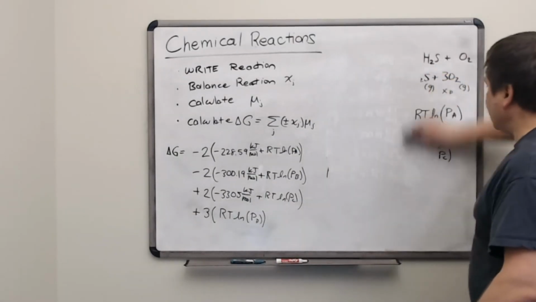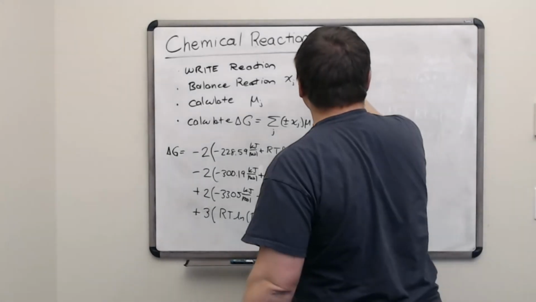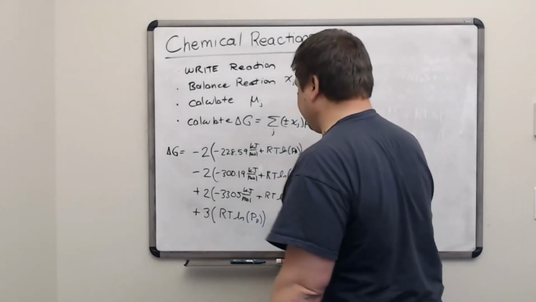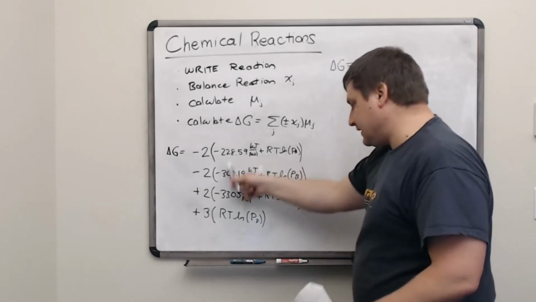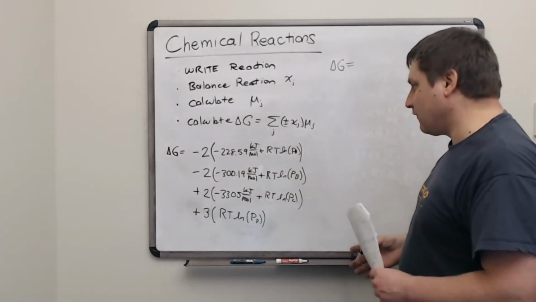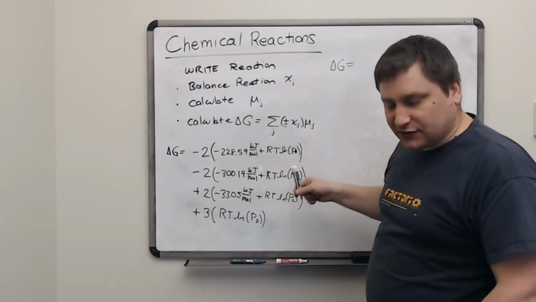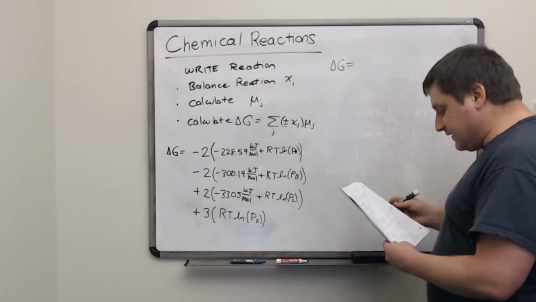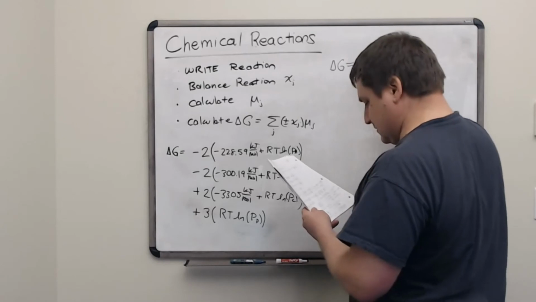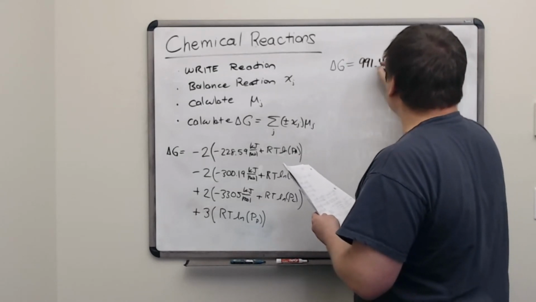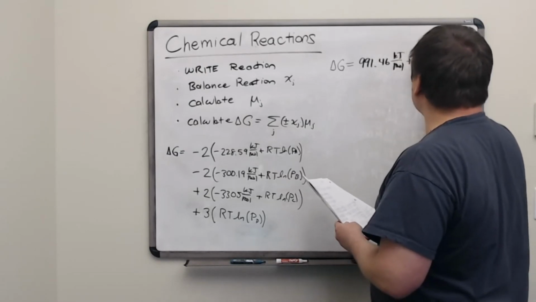And after we write that all together, there's a standard way of simplifying this. Notice that we get a lot of quantities that are just constants, right? The minus 2 times the minus 228, all these things in front, those all just amount to some overall constant. And then we have a bunch of things that are multiplied by RT and have a logarithm. So we can group these up in a certain way. If I do this, I'll get 991.46 for all the constant terms.